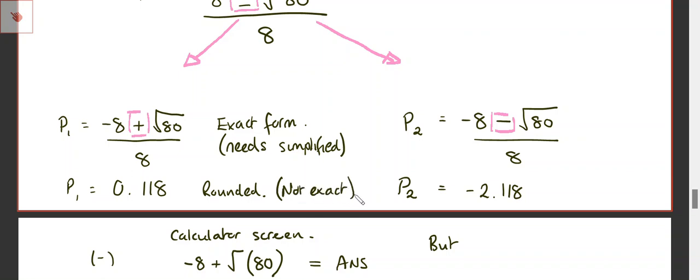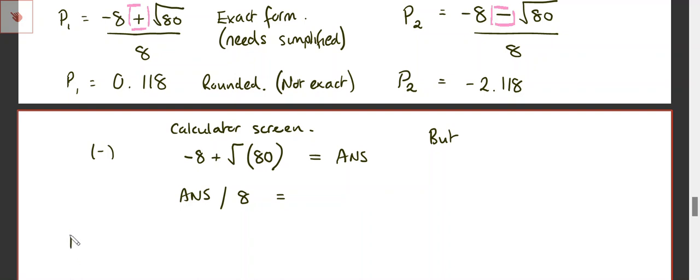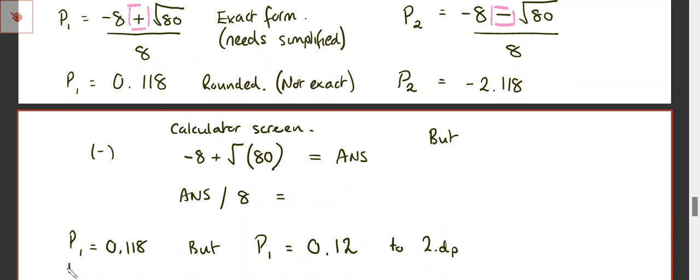Now, in the second question, it says round it to 1 decimal place, but quite often it will say round it to 2 decimal places. What would you round these two numbers to 2 decimal places? P1 is 0.118, so P1 is actually going to be 0.12 to 2 decimal places. P2 is negative 2.118, so P2 is negative 2.12 to 2 decimal places.